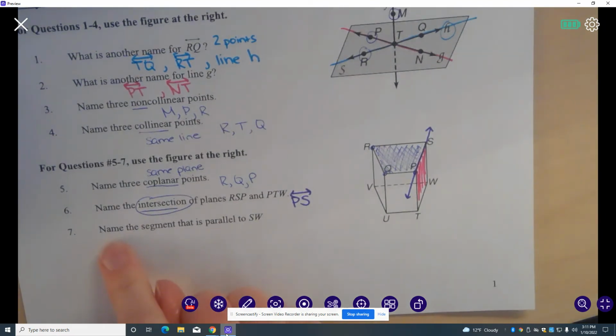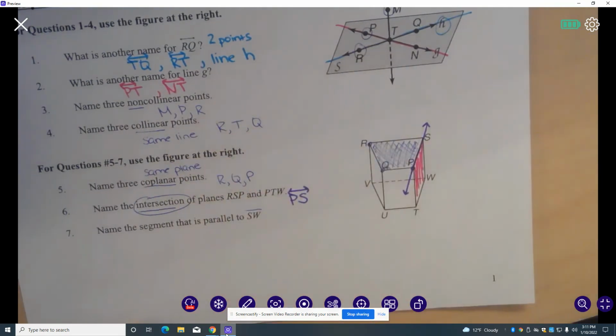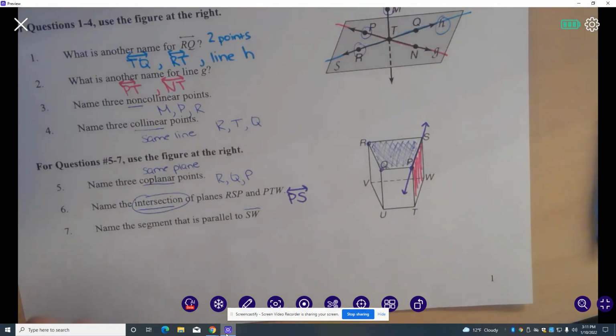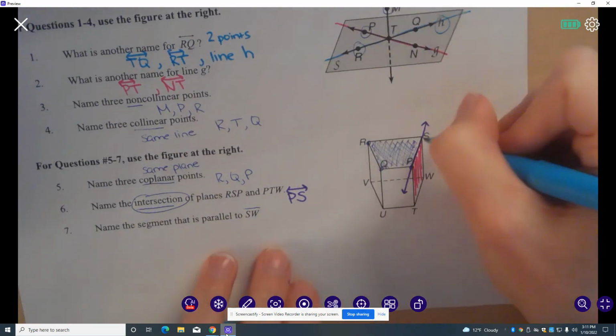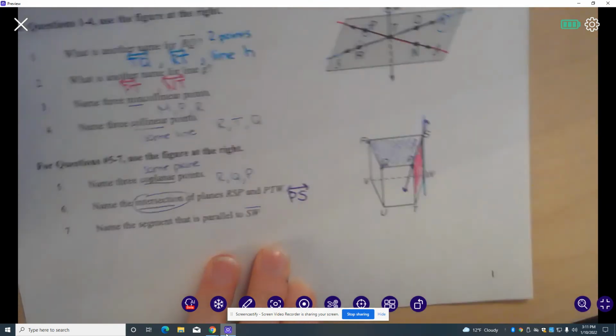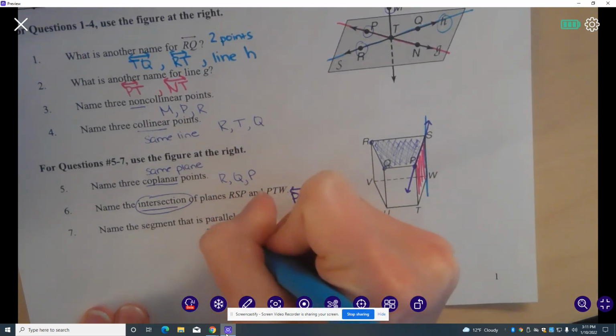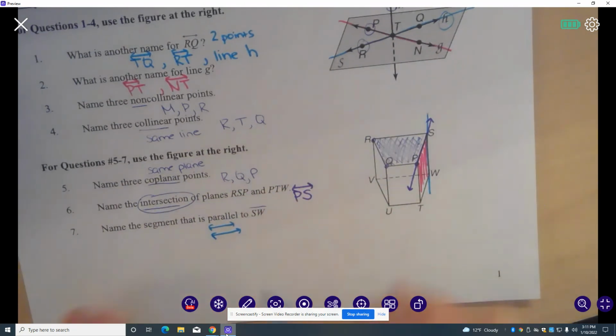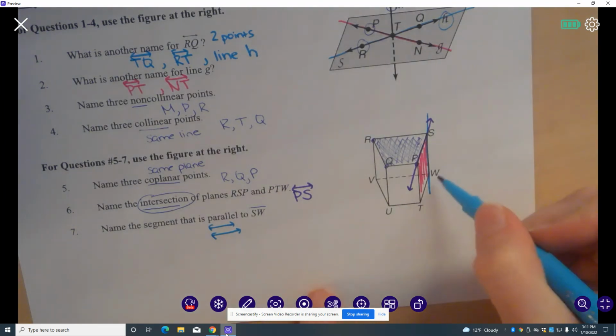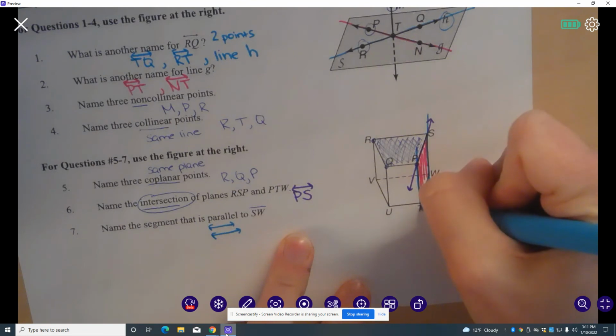And finally, number 7, name the segment that is parallel to segment SW. Well, segment SW is here. Okay. So there are actually a couple segments that are parallel to this. Remember, parallel means the line segments go in the same direction. Okay, and they never intersect. So one segment that's parallel to SW is segment PT.